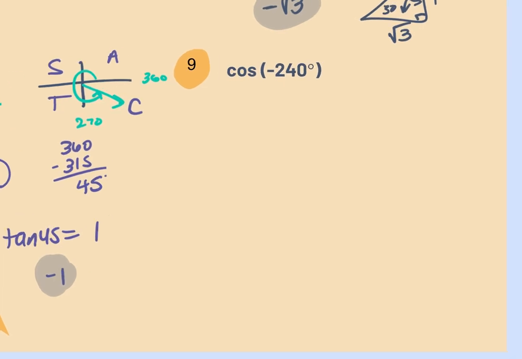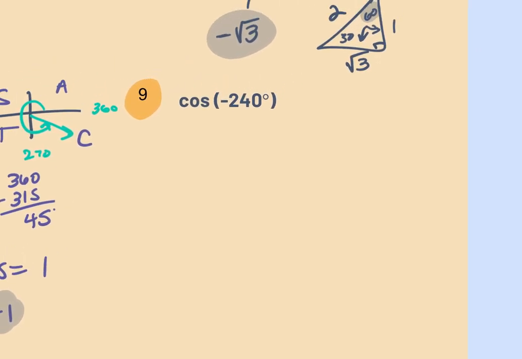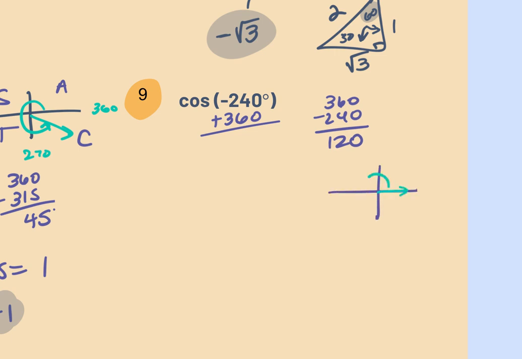All right. Cosine of negative 240. What am I going to do first? Do you want to deal with a negative? Let's find a coterminal that's positive, right? So that would be 360 minus 240, 120. Where's 120? Second quadrant. What's the rule on the reference angle for the second quadrant? 180 minus 120, and I get 60 degrees.